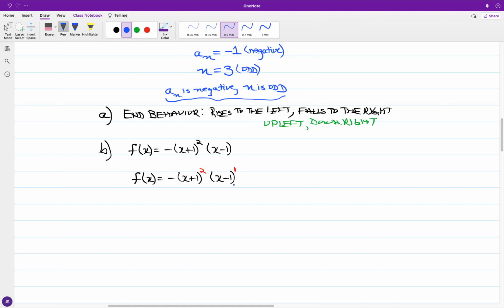Looking for the zeros, we have our x factors. x plus 1 is equal to 0, so x is equal to negative 1. And for x minus 1, if x minus 1 is equal to 0, then x is equal to 1.